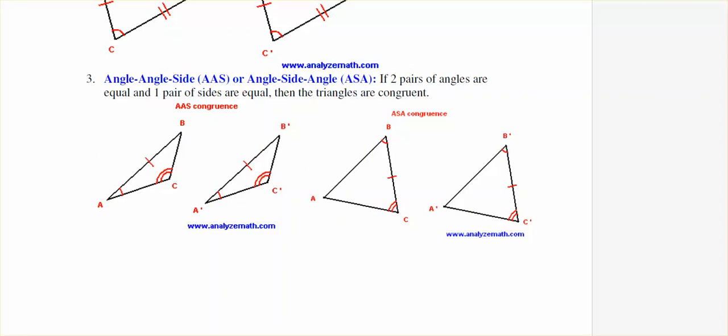And then finally, we have 2 that involve angles and sides. So angle, angle, side, or angle, side, angle. If 2 pairs of angles are equal and 1 pair of corresponding sides are equal, then the triangles are also congruent.